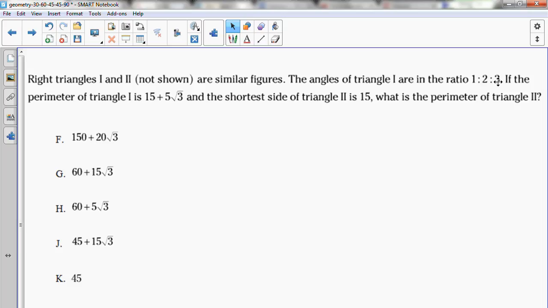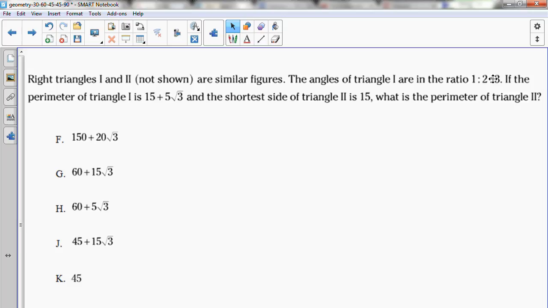to 3. Now, I've already taught you how to take a problem and do that. So that means what? One angle is not 1, and one angle is 2, and one angle is 3, but it's 1 times something, 2 times something, and 3 times something. So instead of something, we're going to say x. So we're going to say 1x, 2x, and 3x. Those are the angles of that triangle.